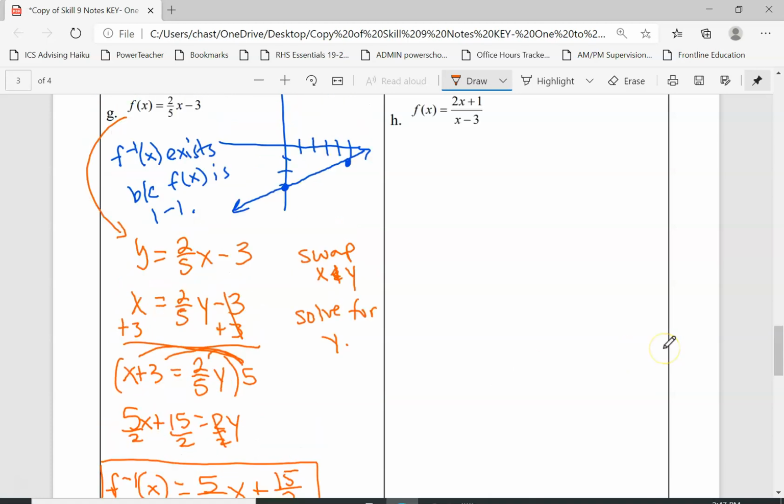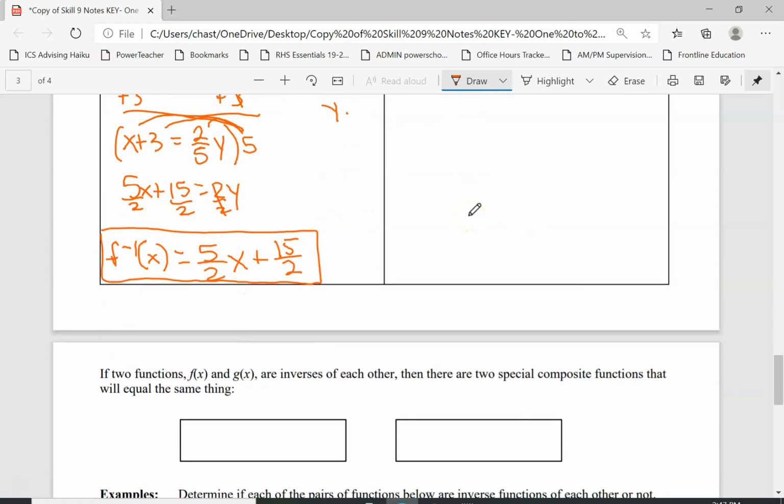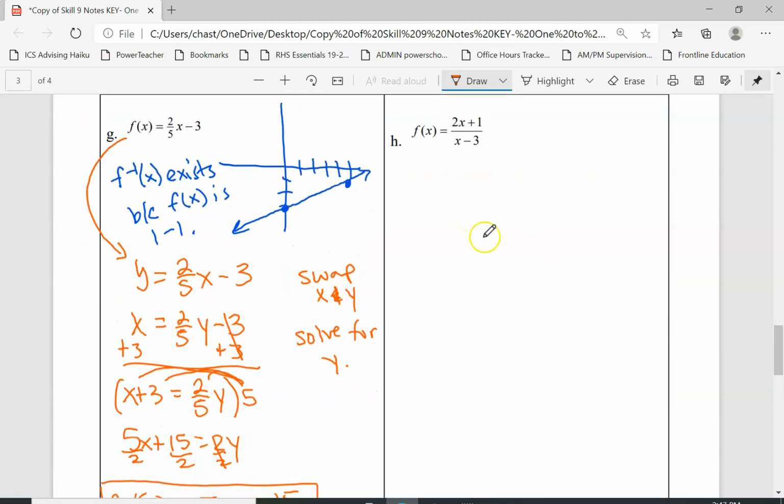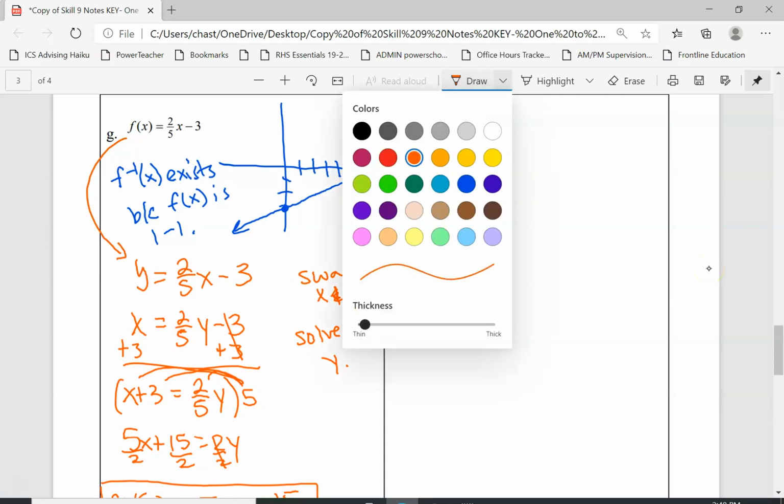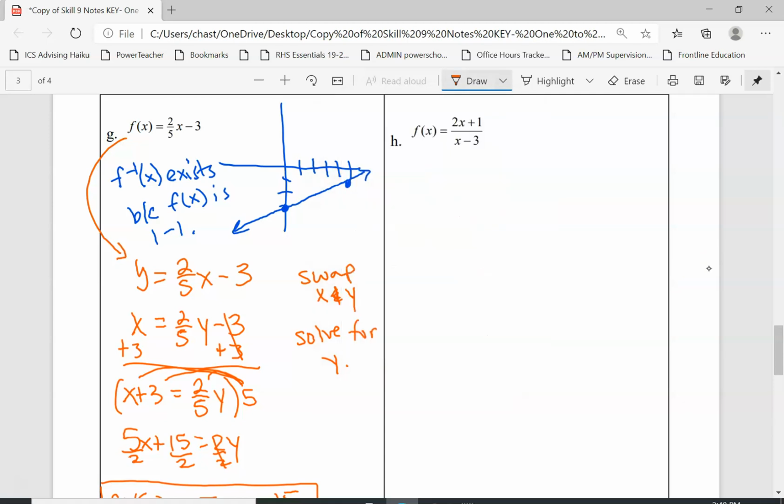Okay. And now let's look at this one. This is a rational function. I'll do this one and then I will stop and make the second video. Actually, you know what? No, I'm going to pause here and we'll talk about this one because this one's a pretty involved one.